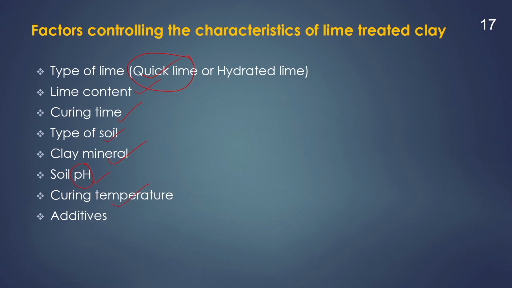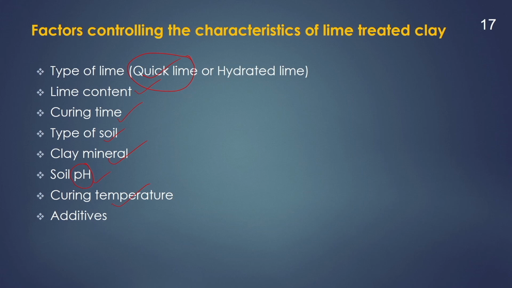Next is the curing temperature. The curing temperature also controls the behavior of the soil. If we cure a soil, for example, at freezing temperature below 4 degrees centigrade, then the strength gain of the soil will not be that much because the pozzolanic reaction may not take place at that temperature. Therefore, by increasing the temperature of curing, we can gain more strength in comparison to curing the soil at a low temperature.